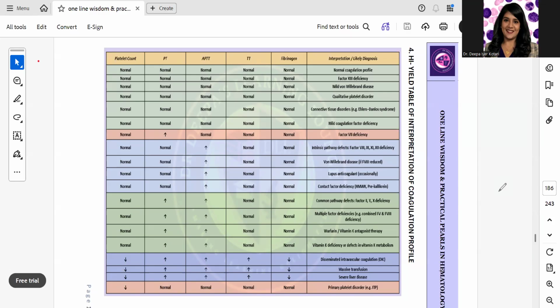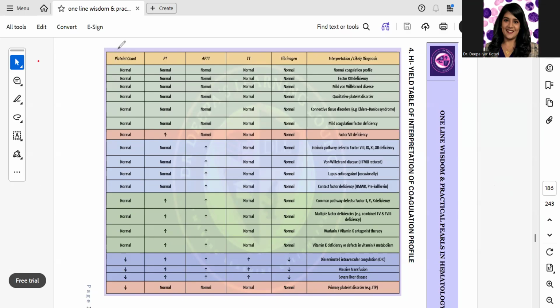Today I'm sharing with you a very highly important high yield table that is there in my book, One Line Wisdom and Practical Pearls in Hematology. If you look at this table, this is your interpretation quick flashcard for you to understand and interpret the 5 important tests in coagulation.